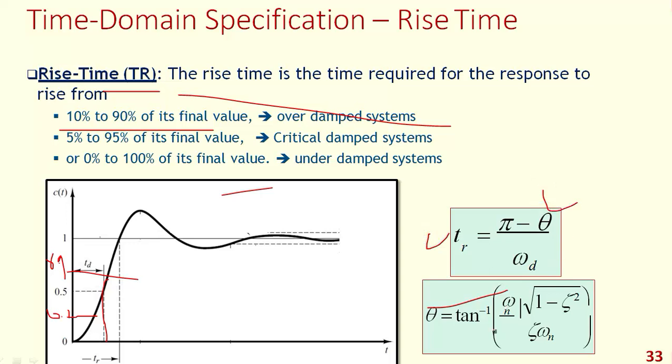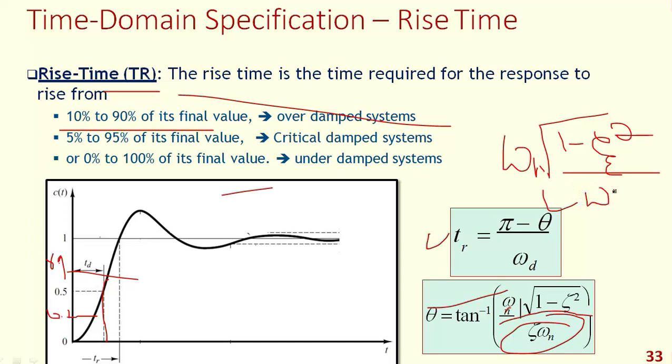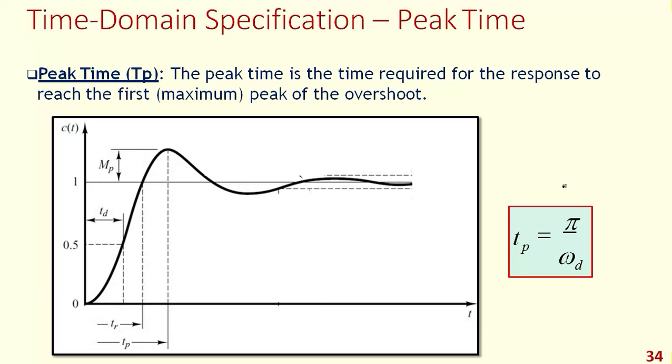divided by omega d. So theta is nothing but tan inverse of omega n into under root 1 minus zeta square divided by zeta into omega n, or you can write it like this, omega n into under root 1 minus zeta square divided by zeta. So there is a small correction. Theta is equal to tan inverse of under root 1 minus zeta square divided by zeta. Then peak time. Peak time is given by Tp is equal to pi divided by omega d.